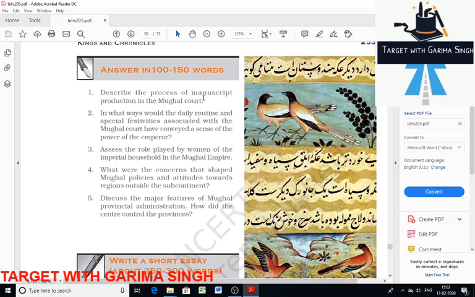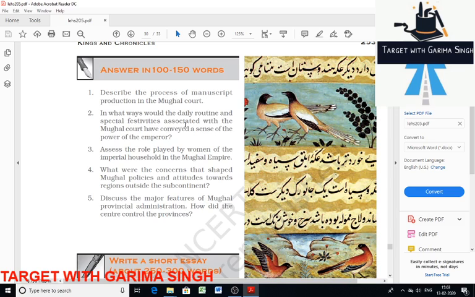The process of manuscript production in the Mughal court: a paper maker's responsibility was to prepare the folios of the manuscript. Then a skilled writer, that is a scribe or calligrapher, copied the text. Then gilders illuminated the pages of the manuscript. A miniature painter illustrated the scenes from the text, and the book binder gathered the folios and gave the book its original shape. That was the process of manuscript production.